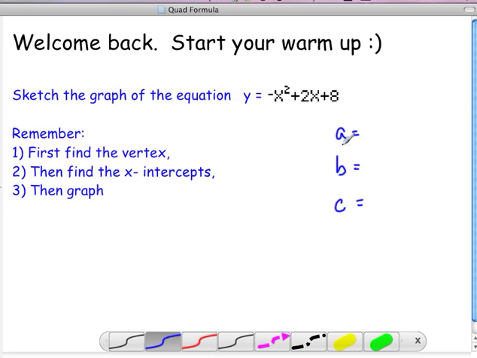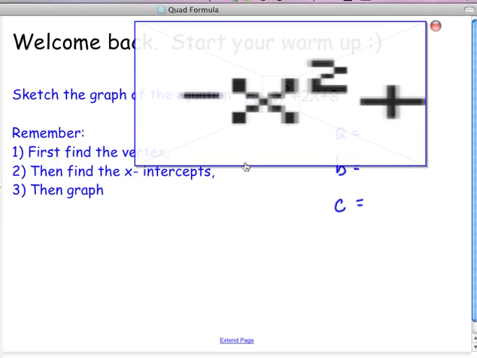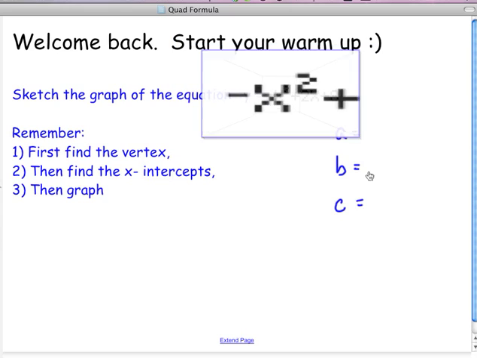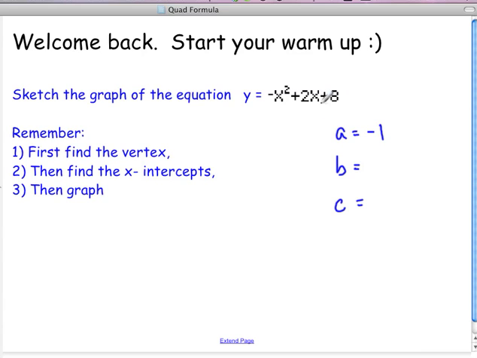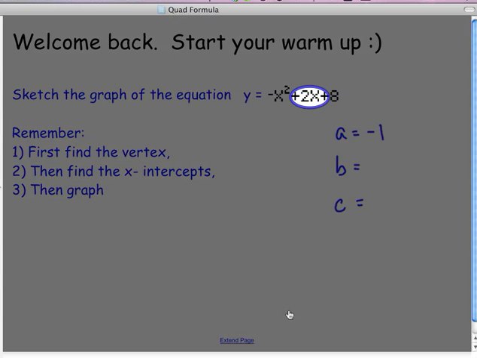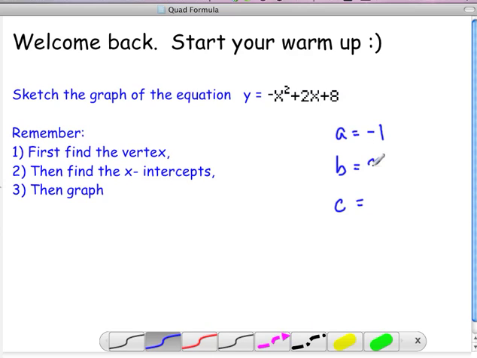And so a is the number in front of x squared. So there's no number here, but there's a negative. So we know that that is -1. B is the number in front of x. So we know that's a 2. And then C, of course, is 8.